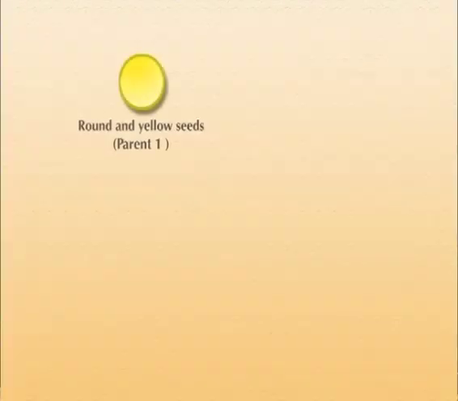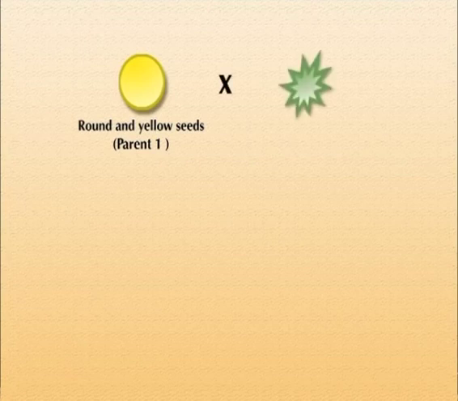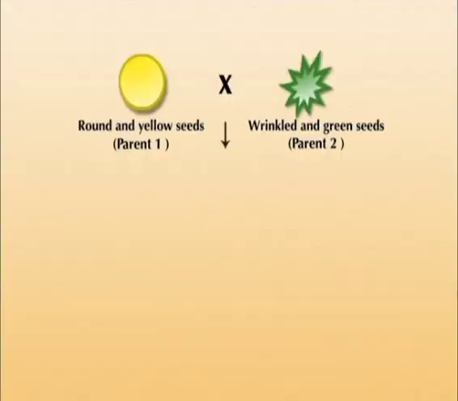The 2 parents selected by Mendel with respect to seed shape and seed color were parent 1 having round and yellow seeds and parent 2 having wrinkled and green seeds. The plants with round and yellow seeds were crossed with plants having wrinkled and green seeds. All the F1 seeds obtained were round and yellow.